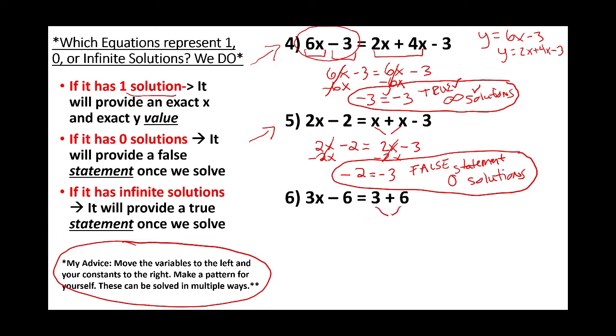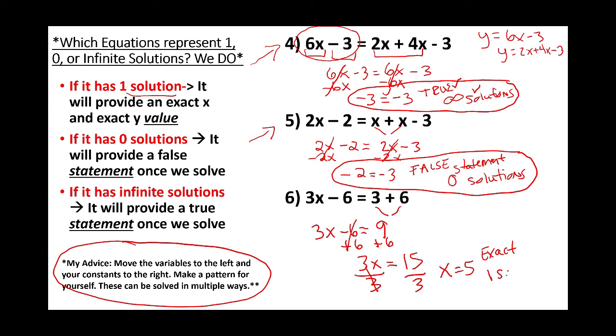The right needs to be simplified, 6, 7, 8, 9. And at this point, it's just going to turn into a two-step equation here. 3x equals 15. Keep going. X equals 5. This is an exact statement. However you solve this, you should always get x equals 5. Everyone should get x equals 5 for when it is one solution. Everyone should get the same exact x value.